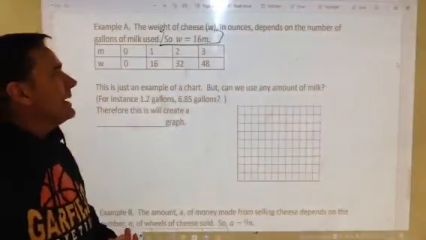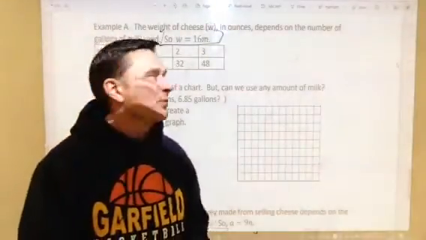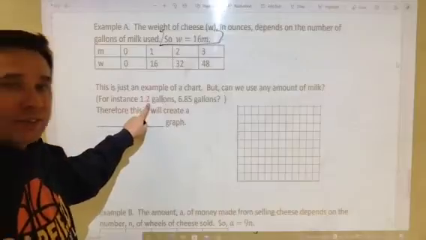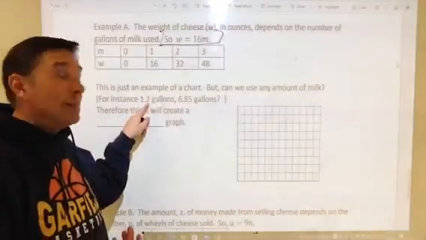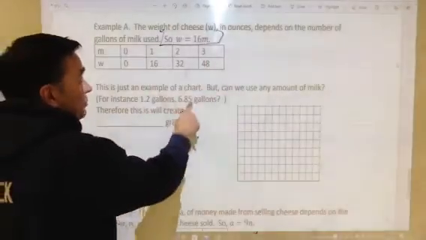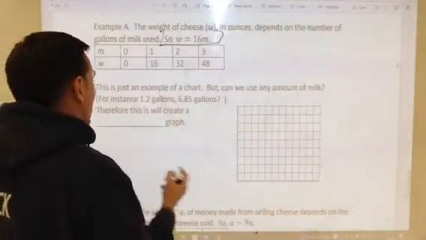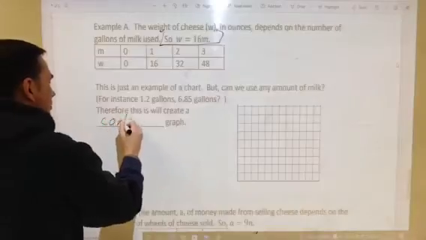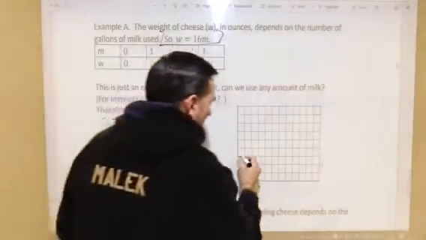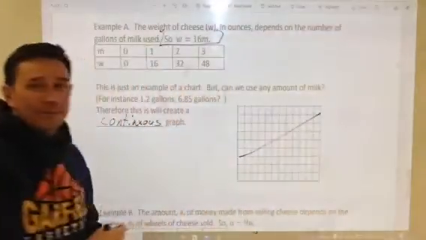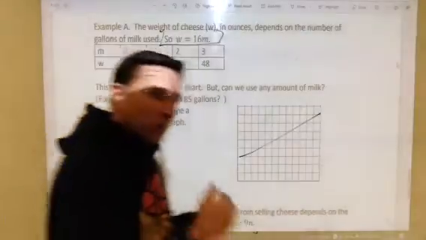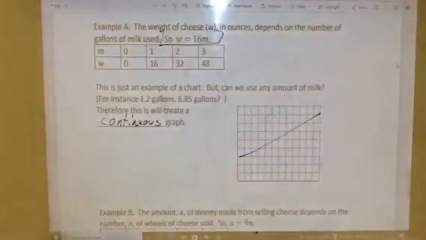Now, can we make this cheese with, for instance, 1.2 gallons of milk? Yeah, we can measure out and throw 1.2 gallons in here. We can throw in 6.85 gallons. Therefore, this is a continuous graph. And if we go to graph this, it will be graphed with a line, because all of those points can be connected.